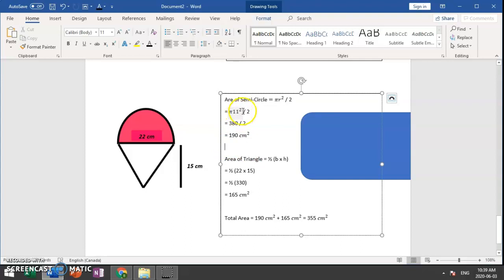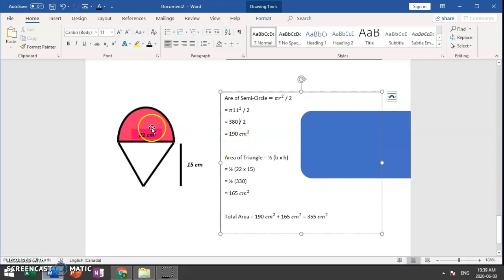If you do this math, you don't get exactly 380. It's like 380 point something, but I just rounded it to an even number to make it a little easier for us. 380 divided by 2, 190. That's the area of the ice cream.